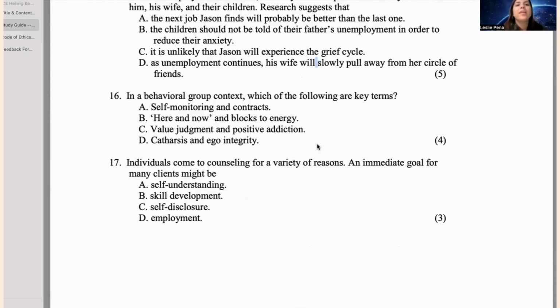Let's continue. Number 16. In the behavioral group context, which of the following are key terms? So which one of these words go with that? EMDR, my brain is filled with it. Key terms that you'll see: anytime you see ego, id, any of that, think psychoanalysis, think Freud. Here and now, blocks of energy, think Gestalt. Value judgment, positive addiction has nothing to do with behavior, but self-monitoring and contracts do.